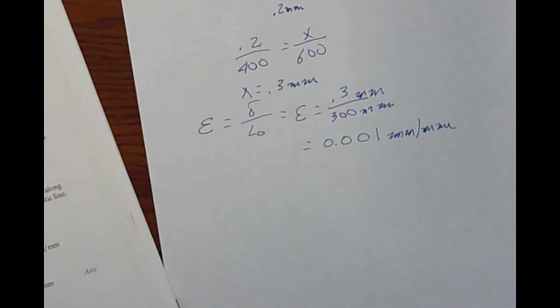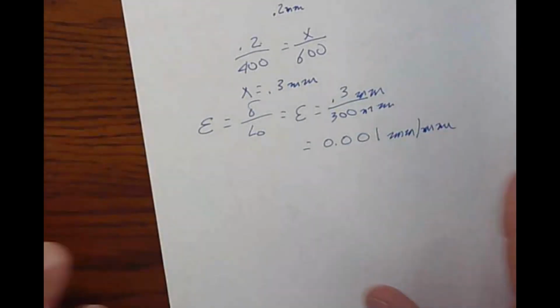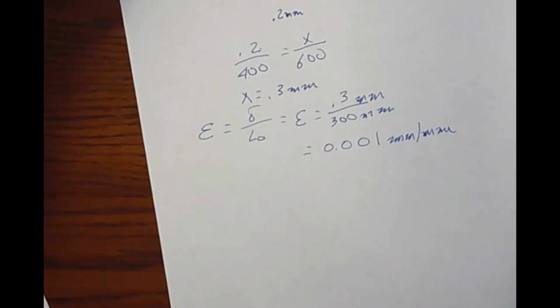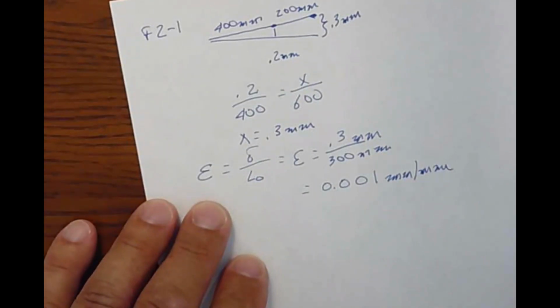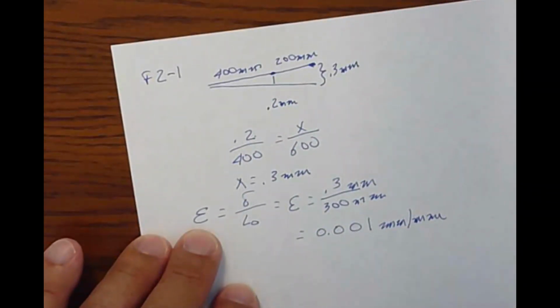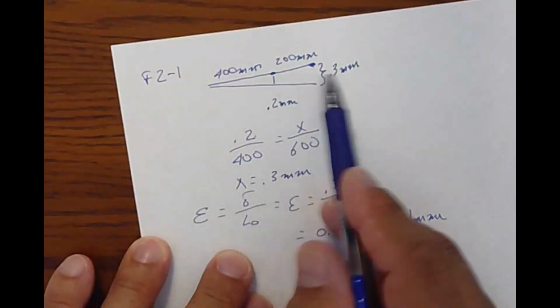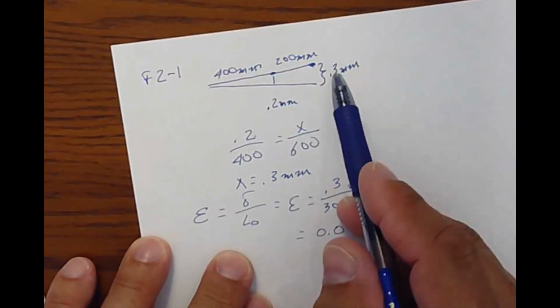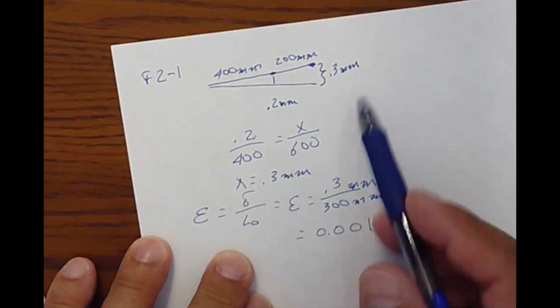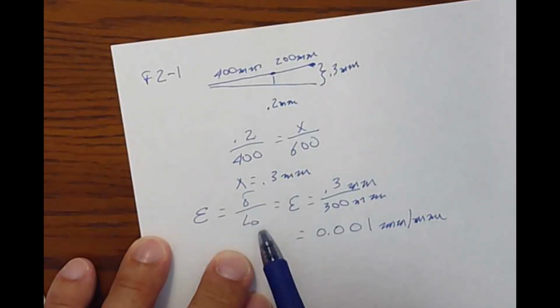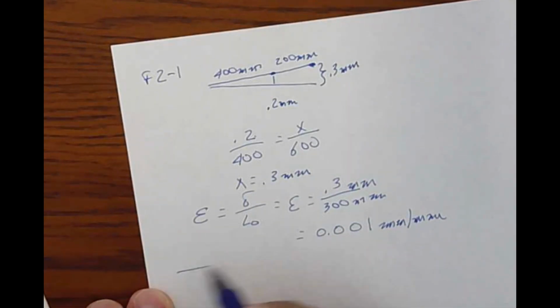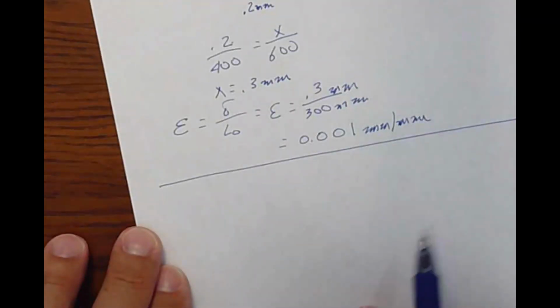So we had our original rigid bar. We deflected it down. We just took the ratios of those distances to get the new distance. And then we said that strain is just delta over L naught. There's our strain. So that was easy, right? Sure.